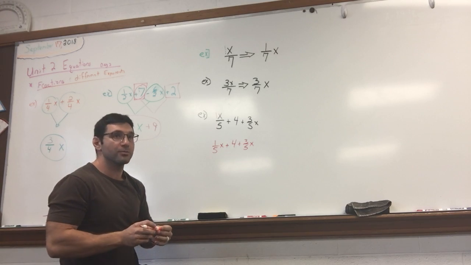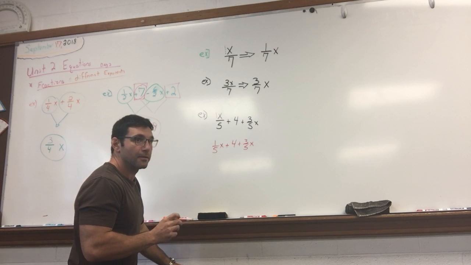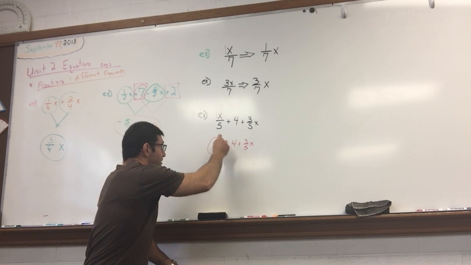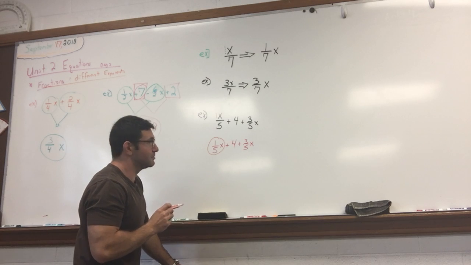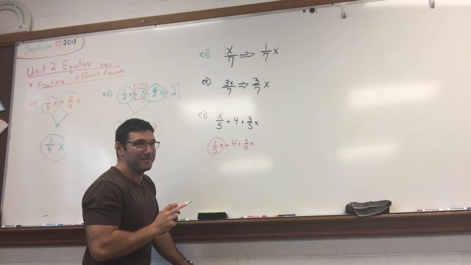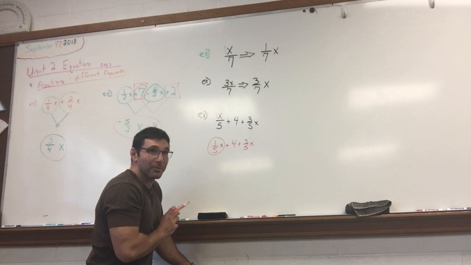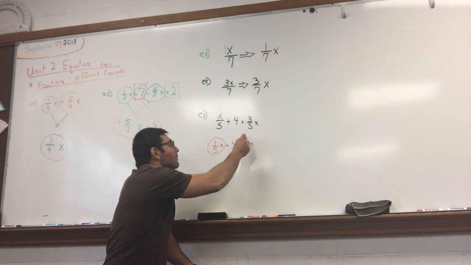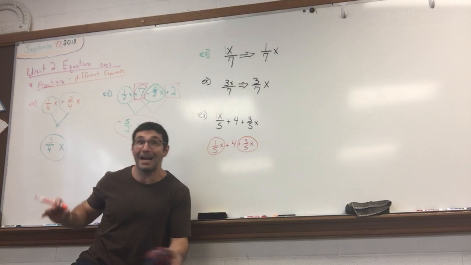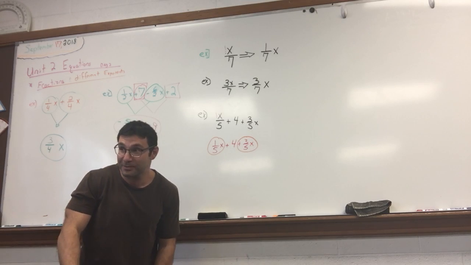What are my like terms, Simone? 1/5 x and 3/5. Caleb, not just 3/5, what do we have to add with it? Positive. Oh, the plus 3/5 x. You always have to include the sign with the number.